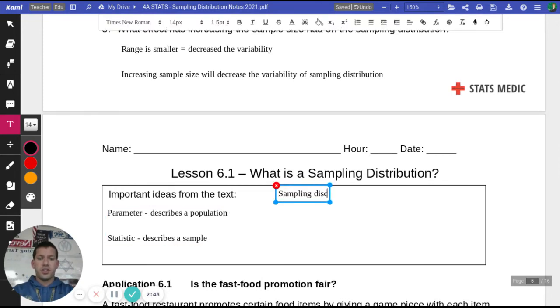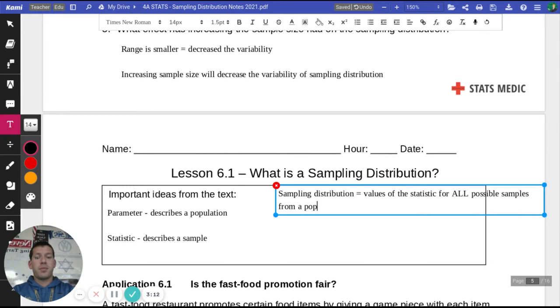Sampling distribution. You may notice the topic right above it. What is a sampling distribution? It is the values of the statistic, whatever we're talking about. In this case, it was the mean of the midterm scores, so this is the value of that statistic for all possible samples from a population.